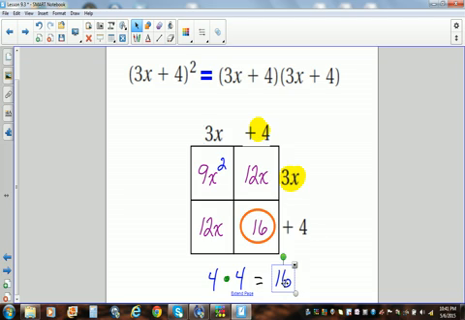4 times 4 gives us 16, which is a composite number. And 16 is also a perfect square, because we can make 16 by multiplying the same number 4 times 4.